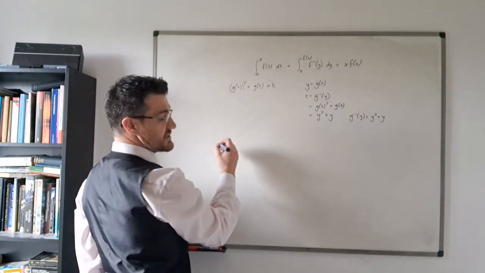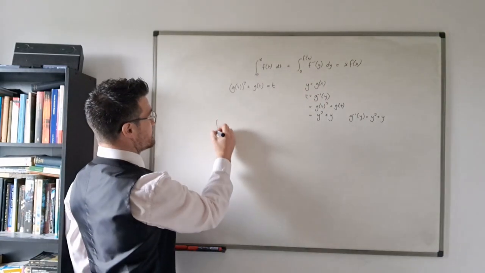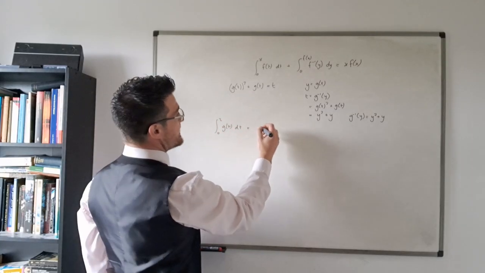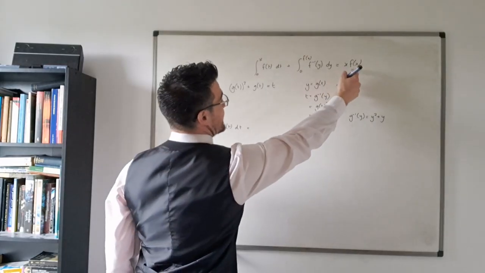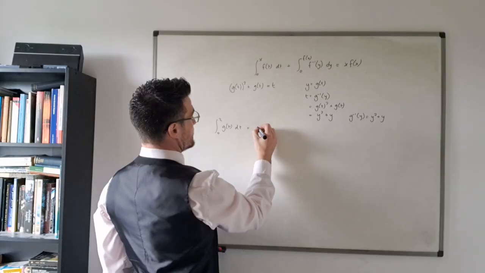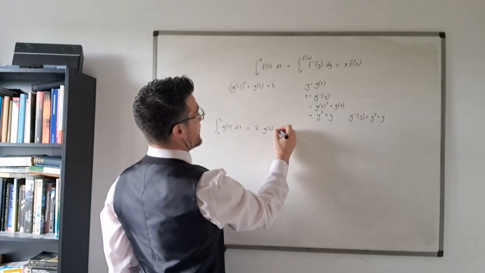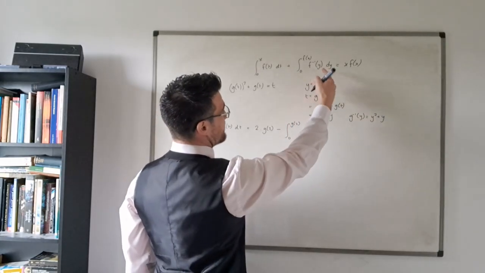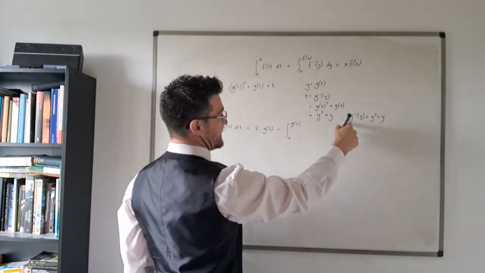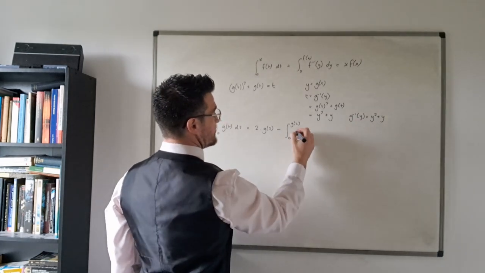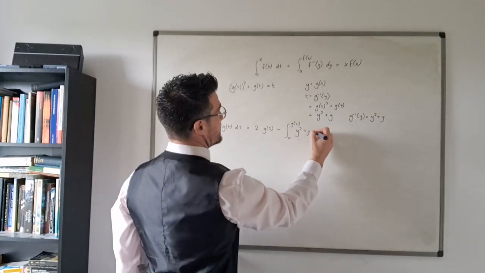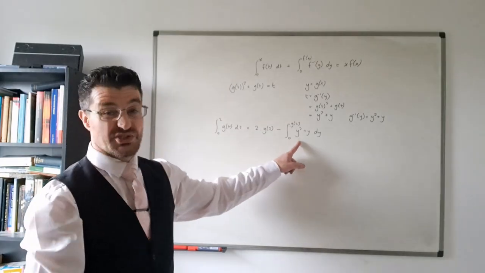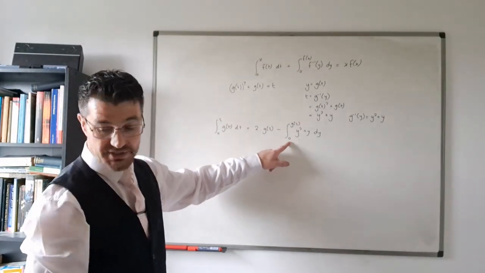So what we know is that we need to evaluate the integral from 0 to 2 of g of t. Well, presumably this is going to be equal to 2 times g of 2 minus the integral from 0 to g of 2 of f inverse y, or g inverse y, should I say. G inverse y, that's y cubed plus y, dy. So I've got a few things to do here. Bit of easy integration, no problems.